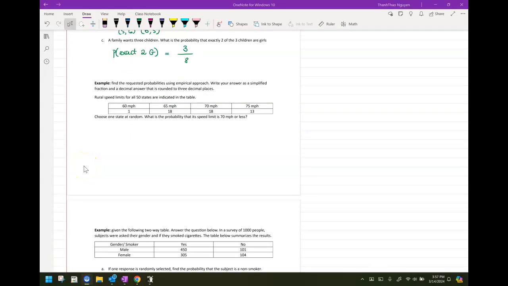In the next example, we want to find the requested probability using the empirical approach. Write your answer as a simplified fraction and a decimal rounded to 3 decimal places. The rural speed limits for all 50 states are indicated in this table. We have 60 miles per hour, 65 miles per hour, 70 miles per hour, and 75 miles per hour. If you choose a random state, what is the probability that the speed limit is 70 miles per hour or less?